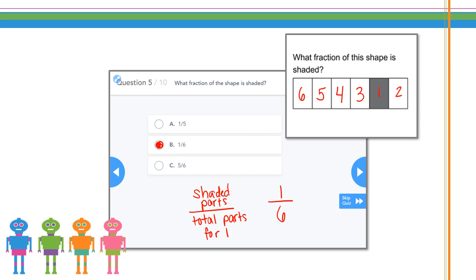Can you guess what the misconception, or the biggest mistake that children make on this one? Yeah, you're right. A lot of children pick A, and they pick A because they count the shaded part, and then they count the unshaded parts, which are 5.